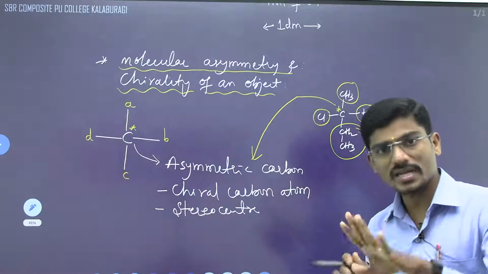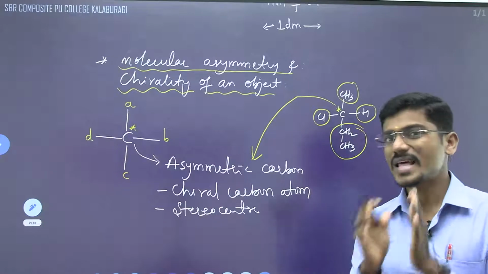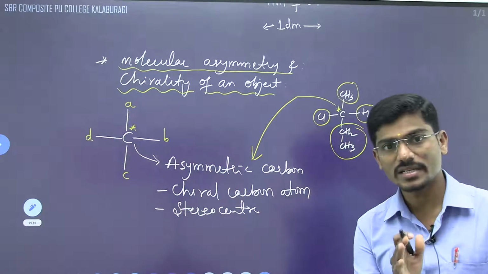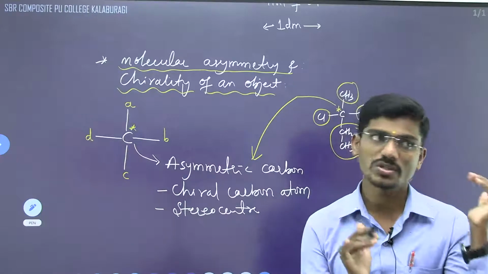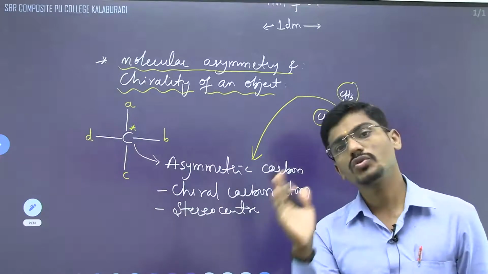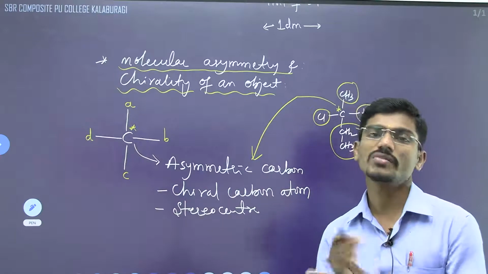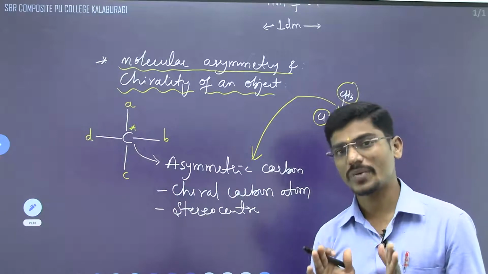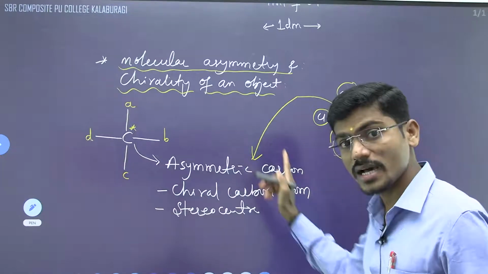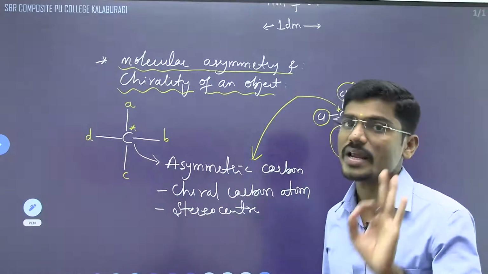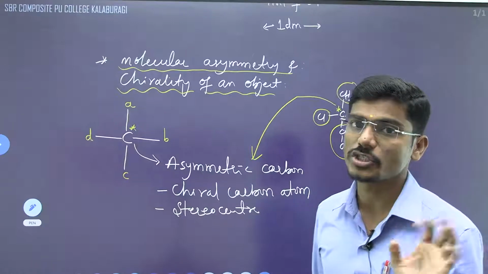If the compound contains an asymmetric carbon, then it has a tendency to rotate the plane polarized light either towards the right or towards the left. Only then can we say that it is an optically active compound. If it does not contain a chiral carbon atom, then it is optically inactive.